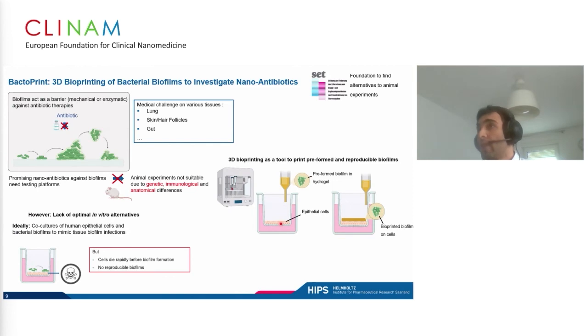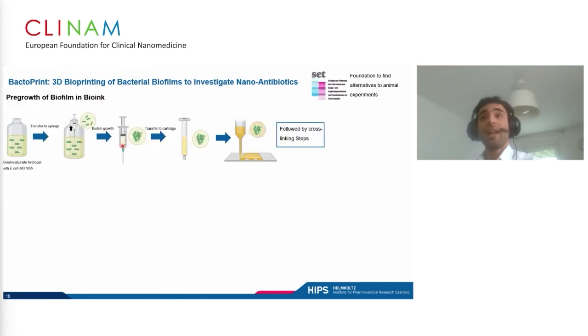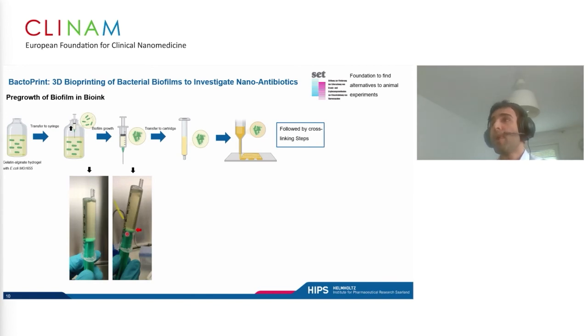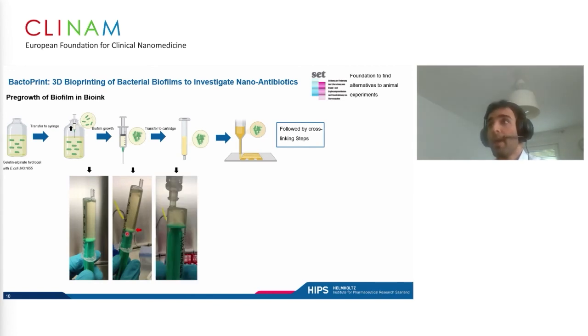And what we did to do that is we had a gelatin alginate hydrogel with inoculated bacteria, E. coli MG1655, as a biofilm model strain for now. And then we pulled the hydrogel with bacteria into a syringe and let the biofilm grow in the syringe. And after the biofilm grew, here on the piston, we transferred the biofilm into a cartridge gently. And then we were ready to bioprint immediately, in any required shape we need.